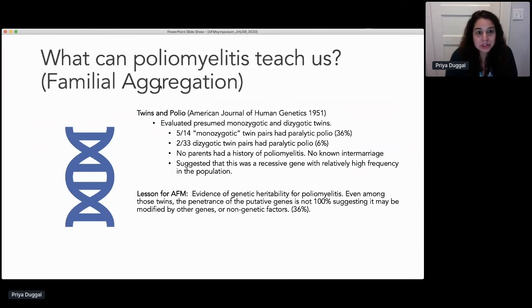So these authors suggested that it was likely a recessive gene with relatively high frequency in the population that was driving polio. And I think it gives us a lot of information about what we need to be thinking about with AFM, where we have very few numbers overall and an inability to really look at monozygotic versus dizygotic twins at this time frame. But we also know that even from polio, it wasn't 100% genetic. So it's not what we're driving at. We don't believe this is a primary immunodeficiency or a primary neurologic outcome, but we know that genetics is probably playing some role in it.